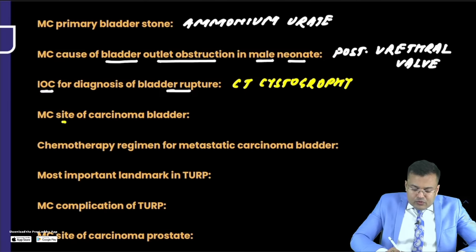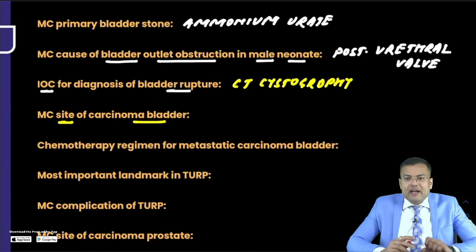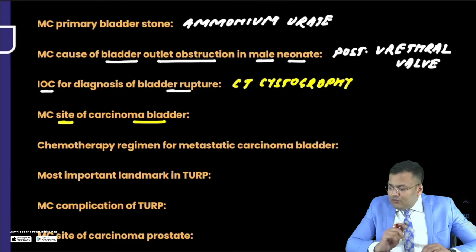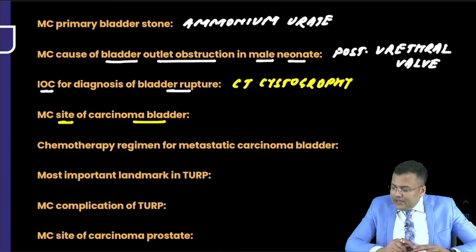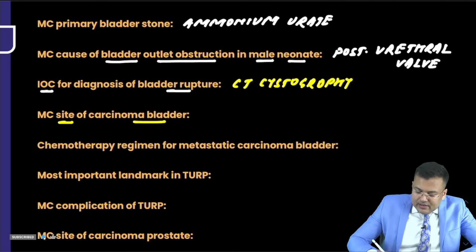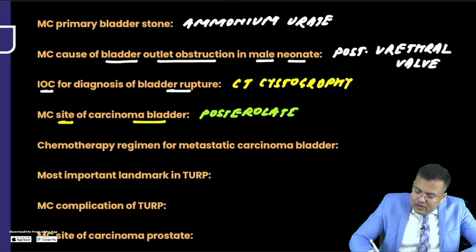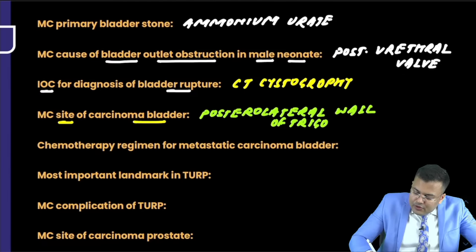Next, what is the most common site of carcinoma bladder? Tell me, guys. Carcinoma bladder, most common site. Friday 7, Neetu Singh, Harika Kuriti, Pradeep Kumar. Trigone. Which wall of trigone, Pradeep? Tell me, which wall of trigone? You are correct. It is the posterolateral wall of trigone. So this is the posterolateral wall of trigone. Clear, guys?